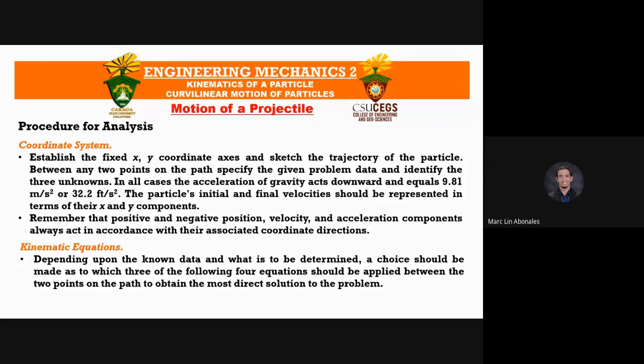Once you establish the coordinate system and the curved path in the coordinate system, you can now apply the kinematic equations. It depends upon the known data and what is to be determined. A choice should be made as to which three of the following four equations should be applied between the 2 points on the path to obtain the most direct solution to the problem.